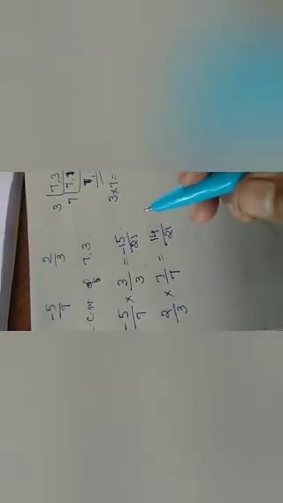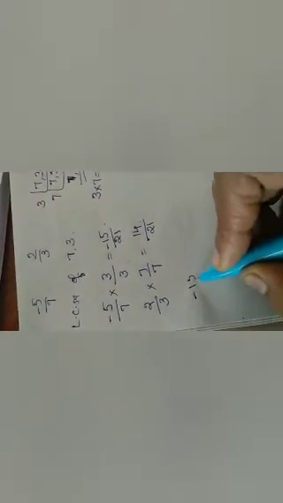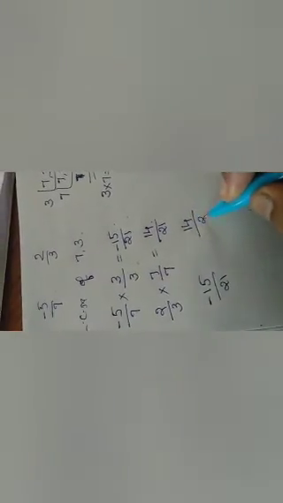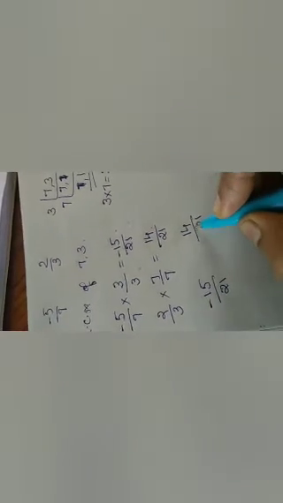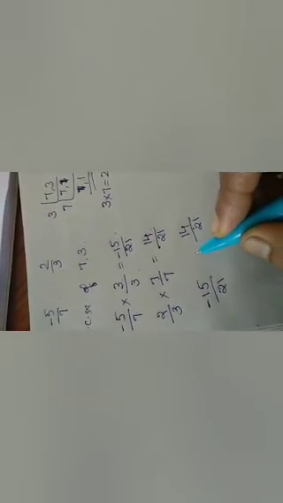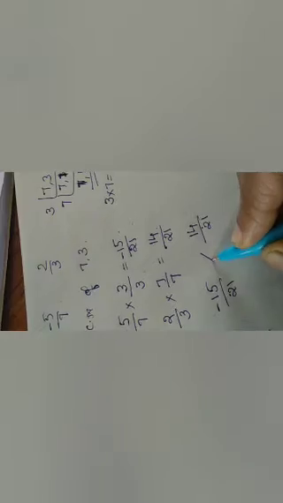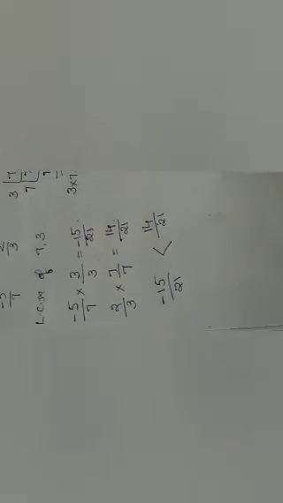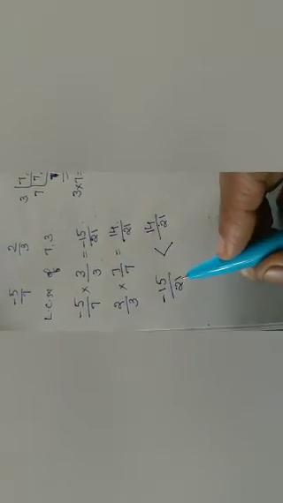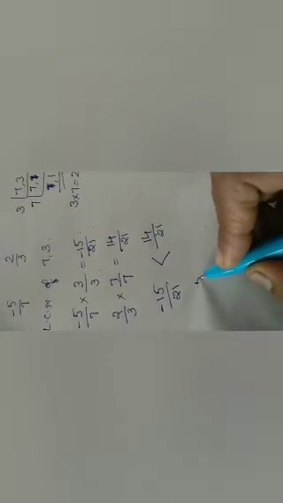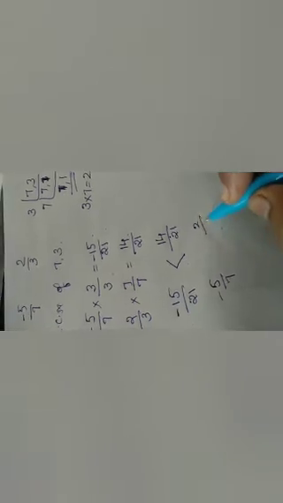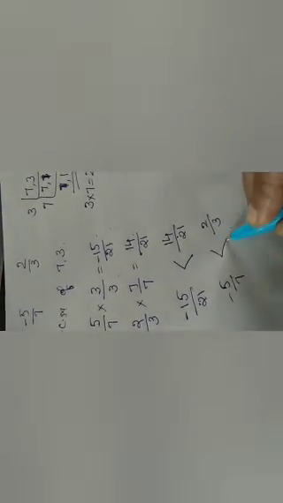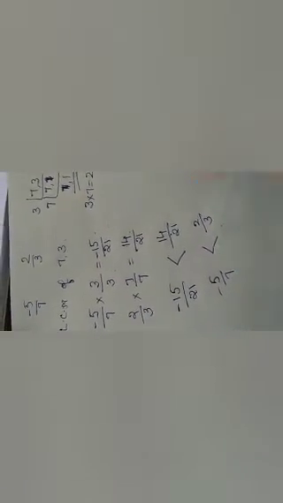Now compare. Here it is negative 15 by 21. It is positive 14 by 21. Here this one is a negative term. This one is a positive term. So obviously the positive term is greater than the negative term. So here negative 15 by 21 means negative 5 by 7. Here 14 by 21 means 2 by 3. 2 by 3 is greater than negative 5 by 7.